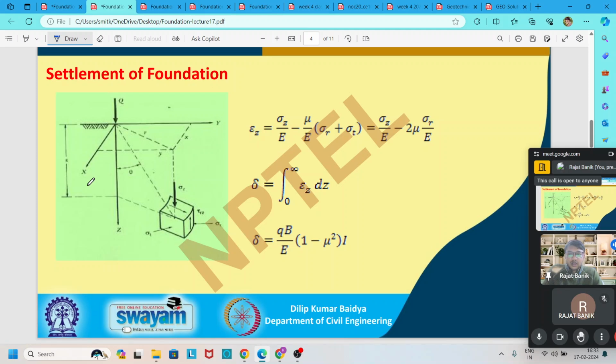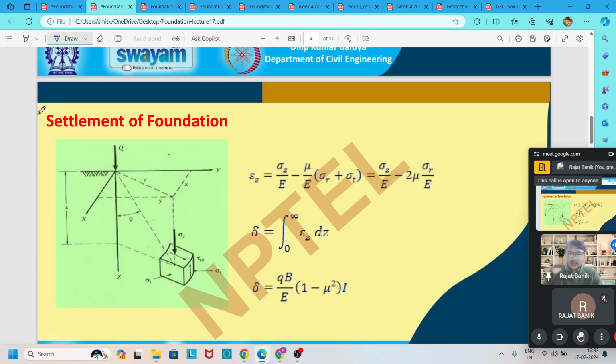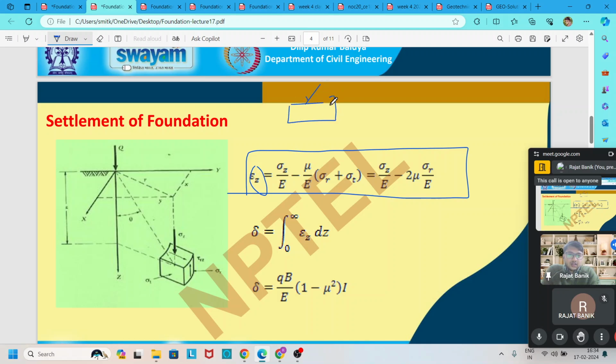Now let us find the immediate settlement. For finding the immediate settlement, we use the elastic theory. We know the three-dimensional strain: if you stress one block in three directions, then strain is generated, and the strain in one direction depends on all three directions. So the formula is epsilon z equals sigma z by E minus mu by E times (sigma r plus sigma t).